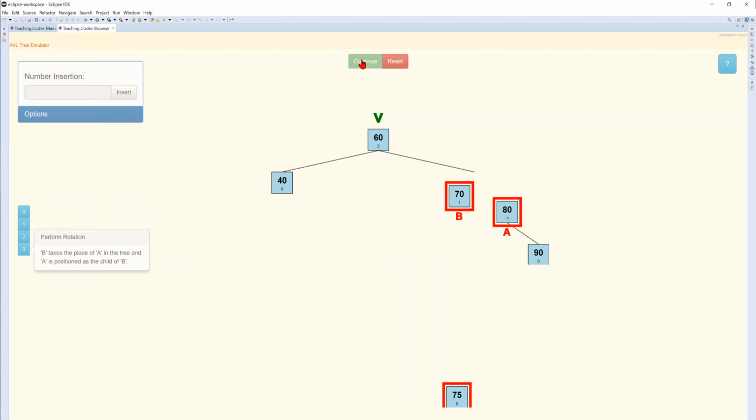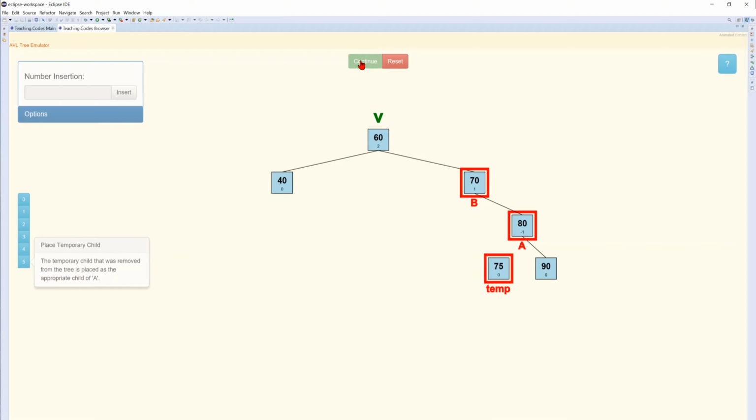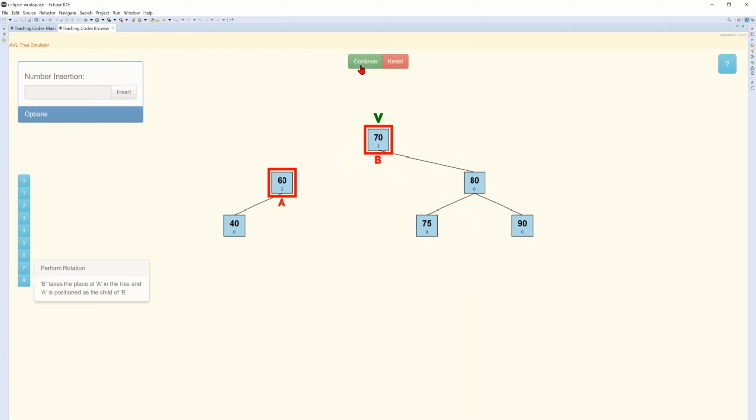So 80 and 70 change their places. Connect them. Now 75 gets inherited by 80. Now, as you can see, the load is on the right side, so I know how to solve this. With the left rotation, I can do it. Okay, so now I rotate 70 around 60. So 60 and 40 will go down. And now they're connected.